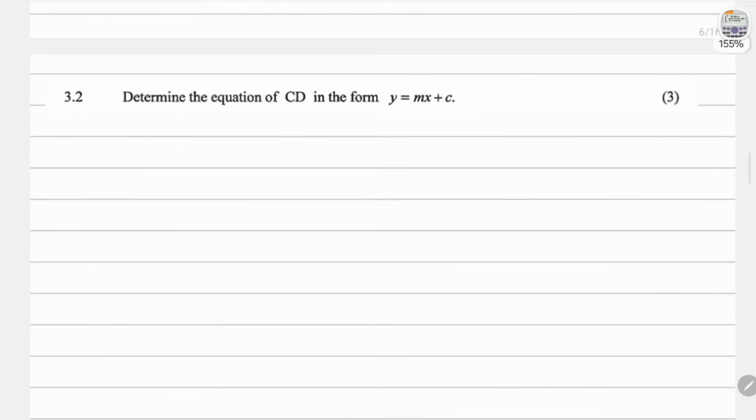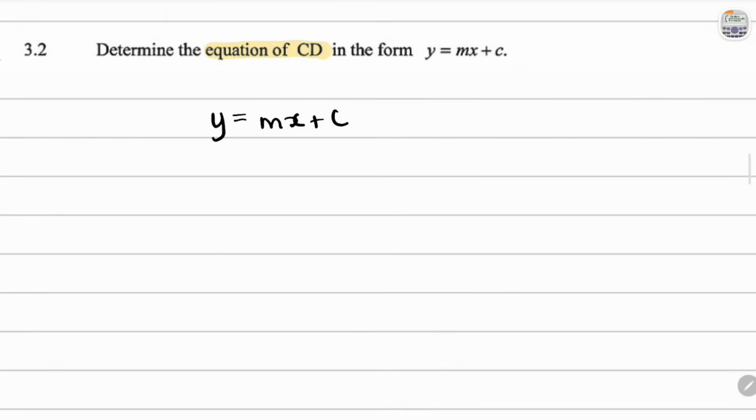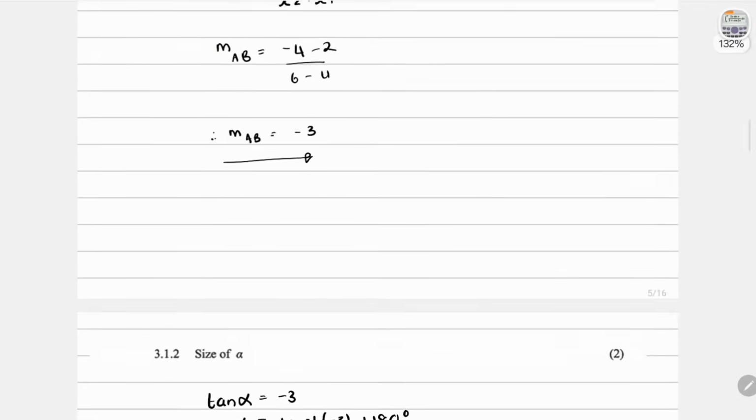Question 3.2 says, determine the equation of CD. CD is a straight line, so to find the equation, we'll use y equals mx plus c, but we don't really have to use this formula. All we're looking for is the gradient and then the y-intercept, or at least one point on that line that can give us the y-intercept. Okay, so let's go ahead and look at CD.